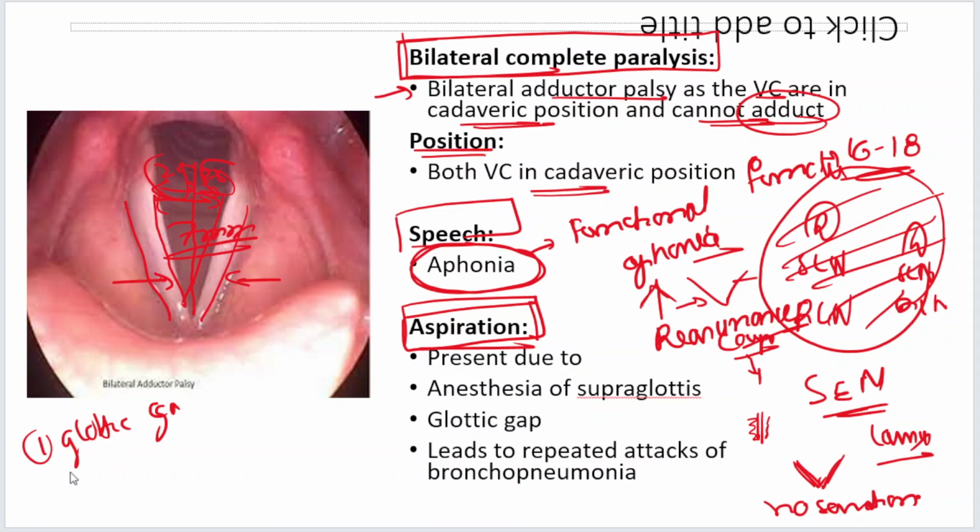Second, anesthesia of the vocal cords: the superior laryngeal nerve gives anesthesia above the vocal cords and the recurrent laryngeal nerve gives anesthesia below the vocal cords. The entire thing is gone.